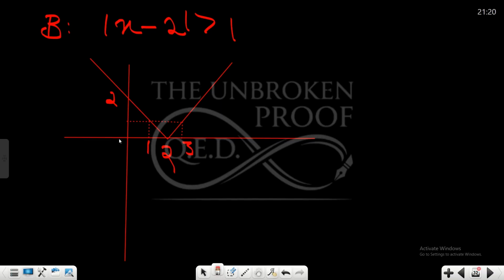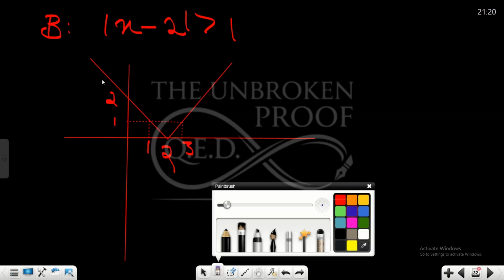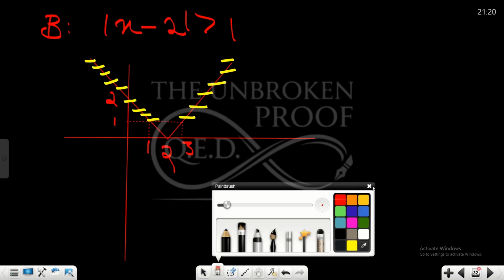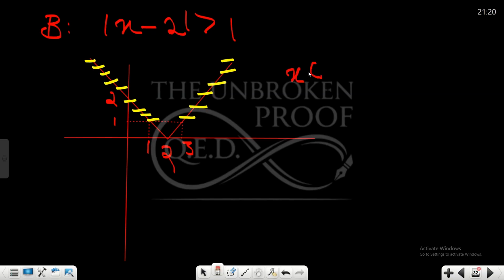And they are saying that mod of x minus 2 should be greater than 1, so we have to consider this one, right? If I represent in the other color, then it is this one. Okay, this part. So it is clear that x should belong to minus infinity to 1 union 3 to infinity. So B should be this one.